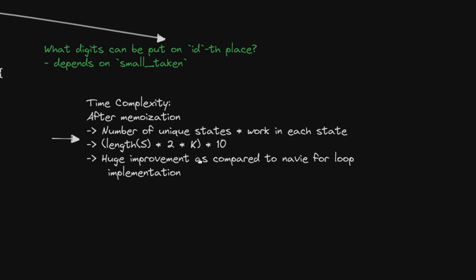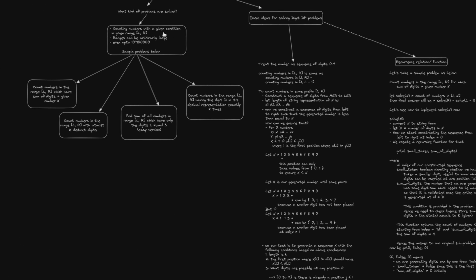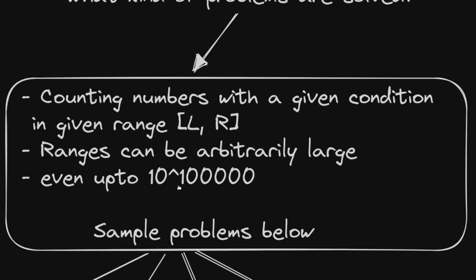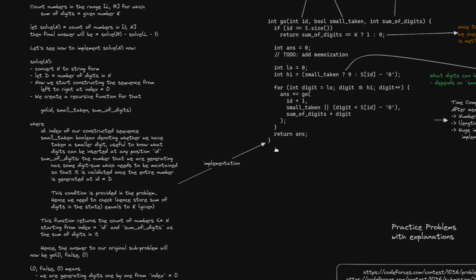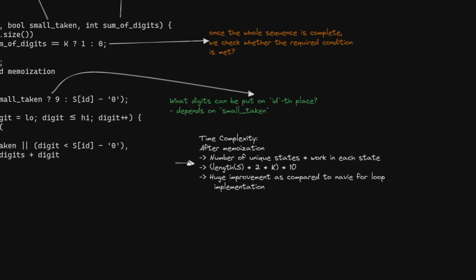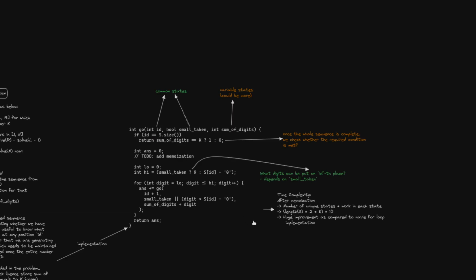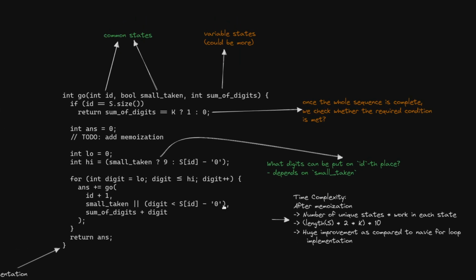In all, it is a huge improvement, because even if a number is as huge as 10 raised to 5, the time complexity will still be 10 raised to 5 times k, which is given in the problem statement. Hence, this is a very common approach for solving counting problems, and I hope the concept is clear.